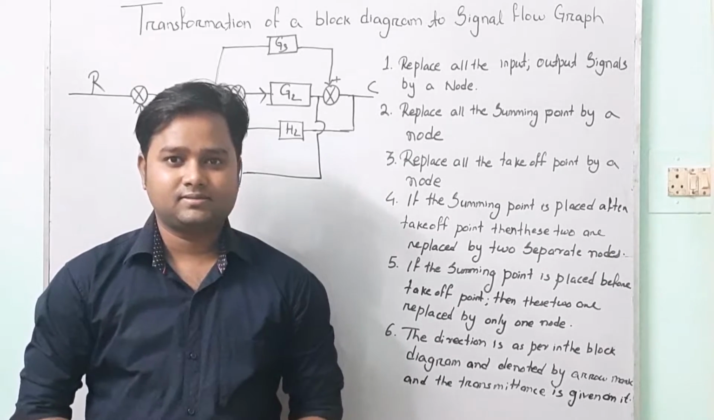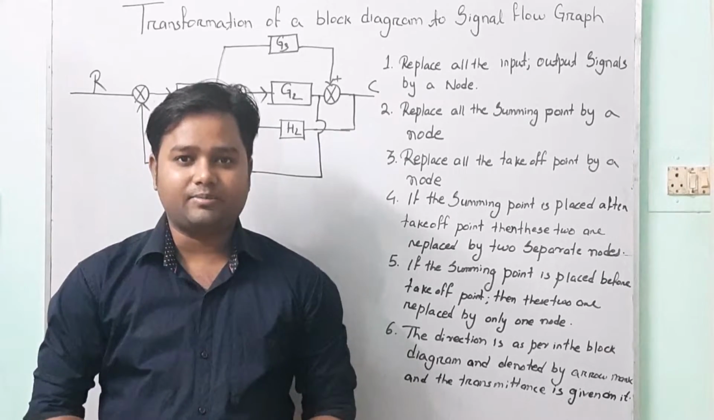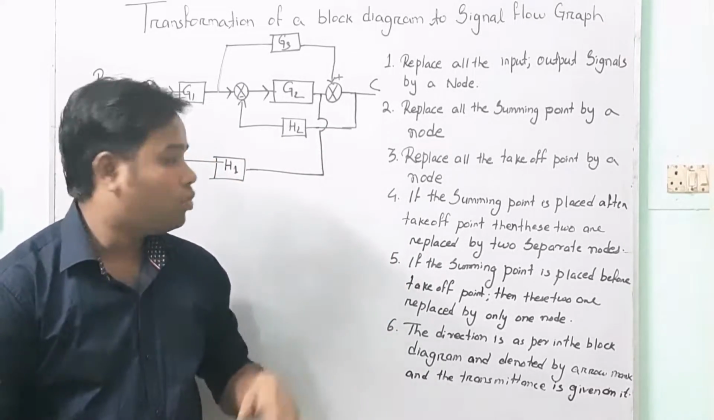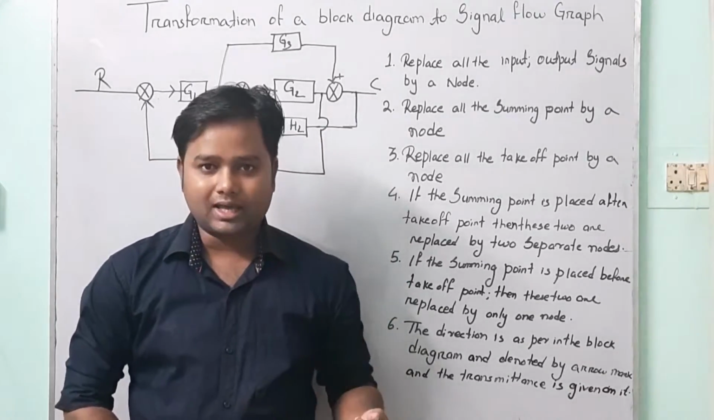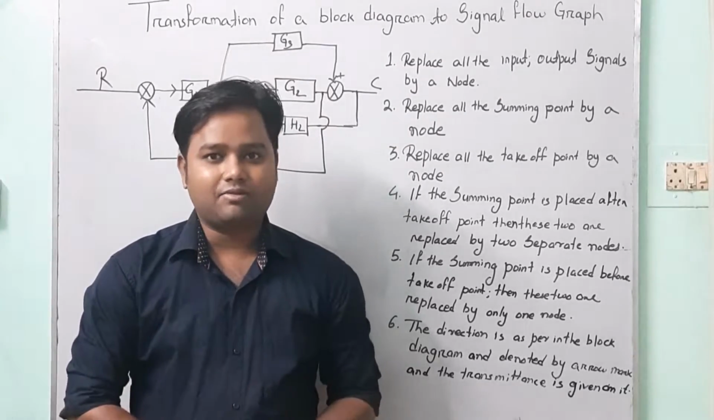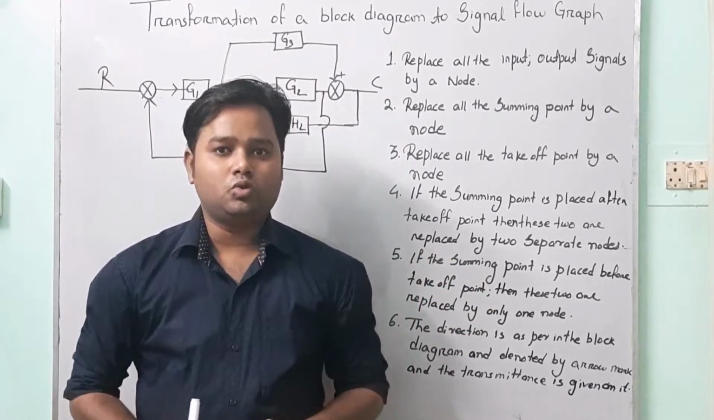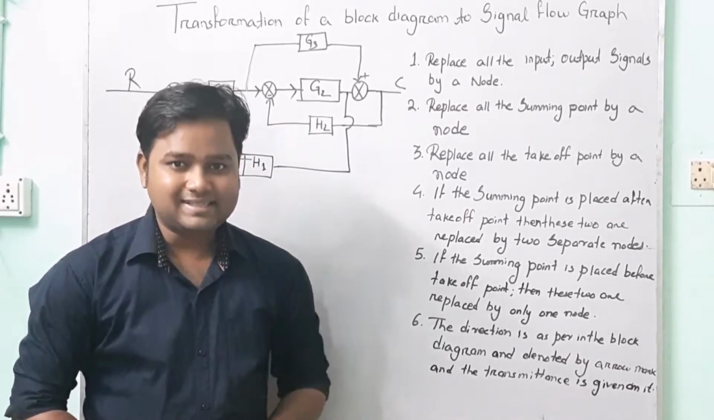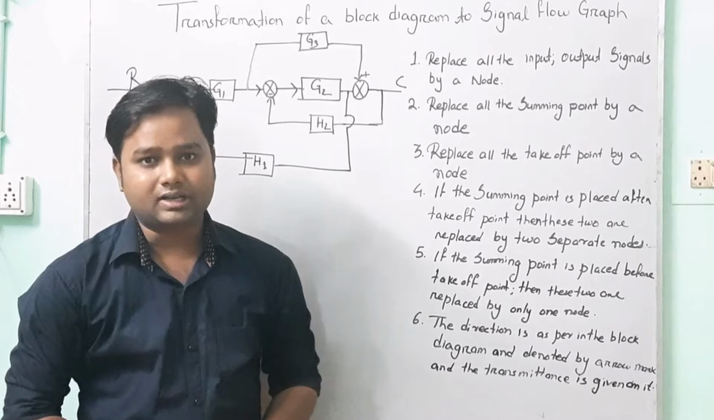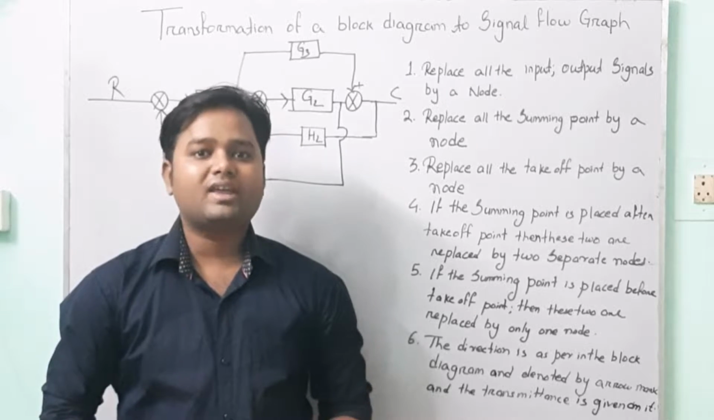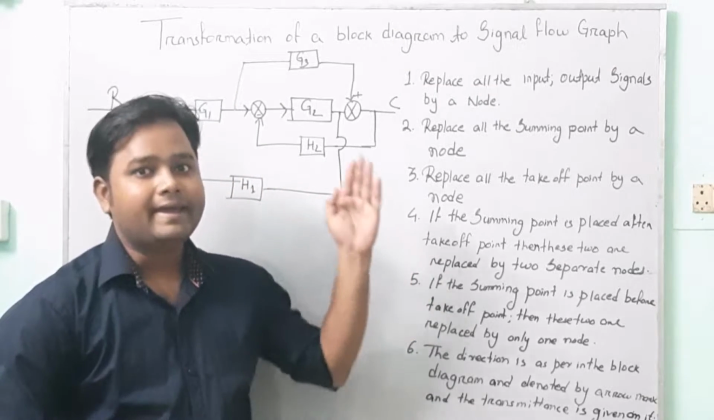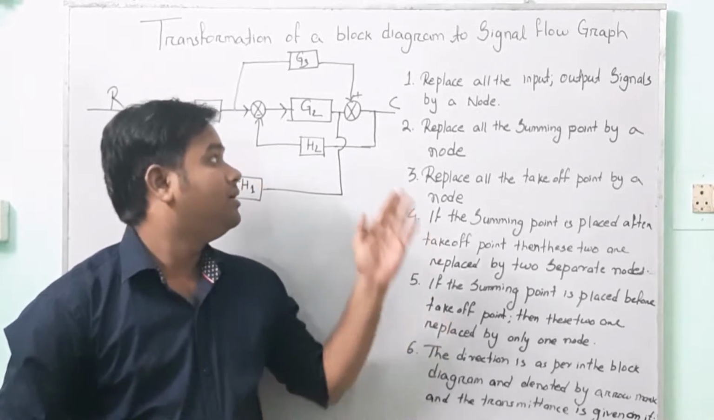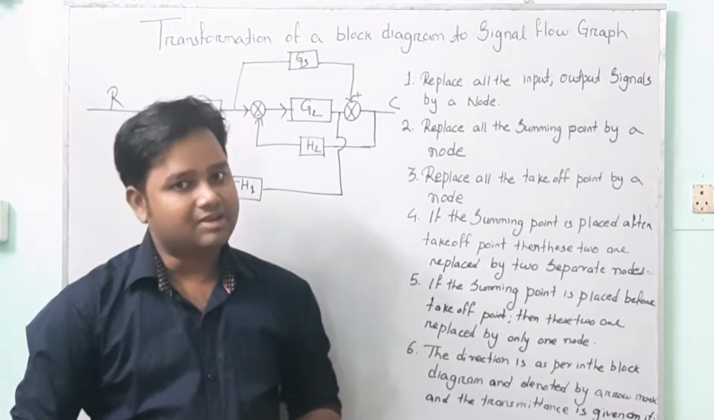Welcome to TS classes. In this video, we will study the transformation of a block diagram into a signal flow graph. We have already studied two things: the block diagram reduction technique and the signal flow graph. By comparing these two, we feel that the signal flow graph is slightly easier than the block diagram reduction technique. So, if we can convert the block diagram into a signal flow graph, it will be easier to find the transfer function by Mason's gain formula.